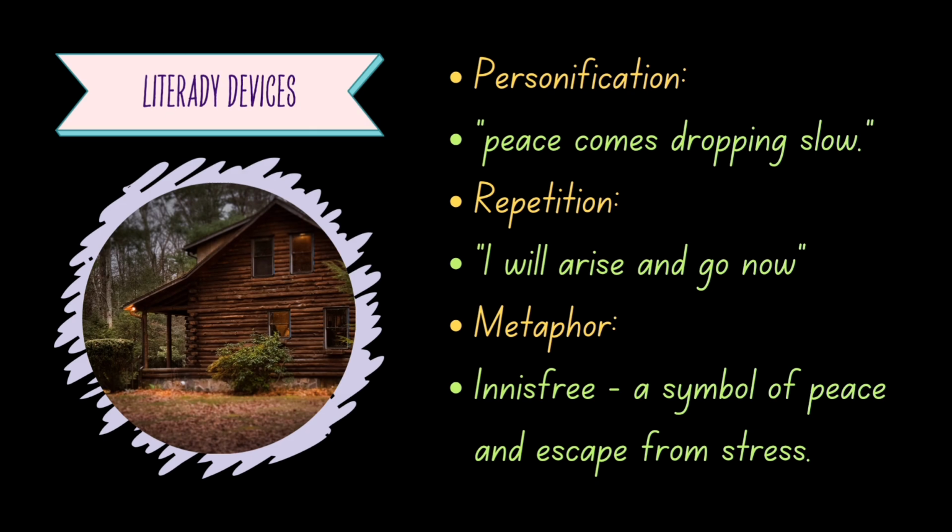So, here, for example, the phrase "peace comes dropping slow." How can peace drop slowly? So it's a personification here. Coming slowly is an attribute of humans which has been given to peace. Then you have repetition of this phrase, "I will arise and go now," just to emphasize the strength, the depth of the longing of Yeats to escape to Innisfree. Repetition is when you are using the same phrase more than once.